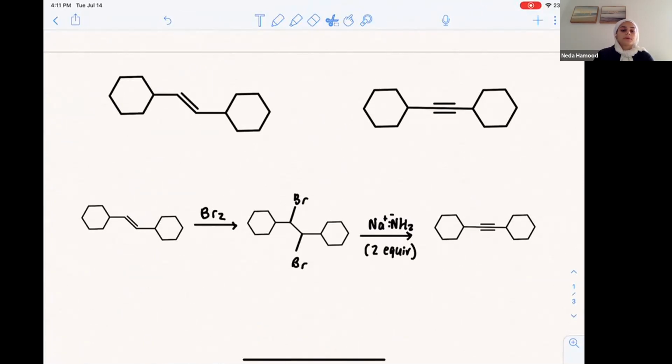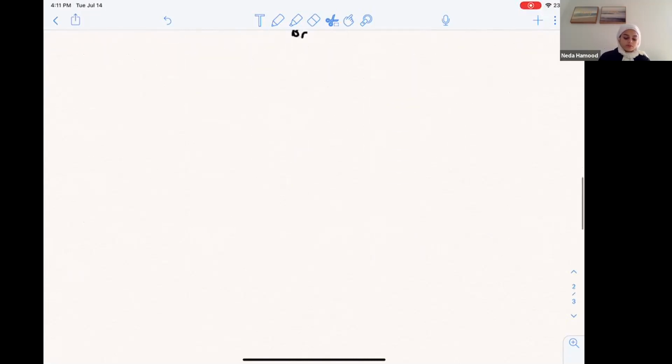So that was preparing them, and now this is one of the types of reactions that they go through. So they have addition reactions.